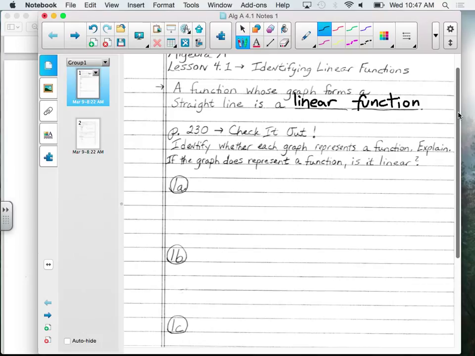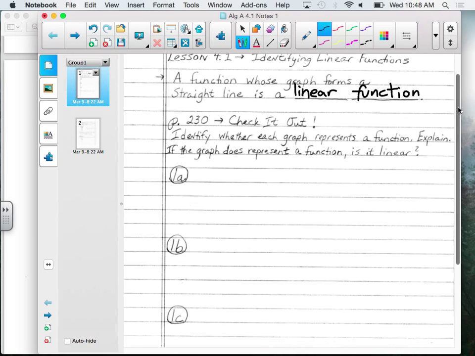A function is a type of relation where each x value, the domain, can be paired with one y value, the range. Right. So functions are any kind of graph where if you pick any x value, you'll only see one y value paired with it.